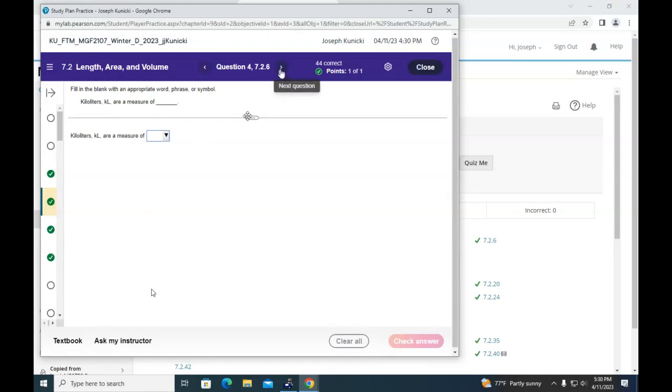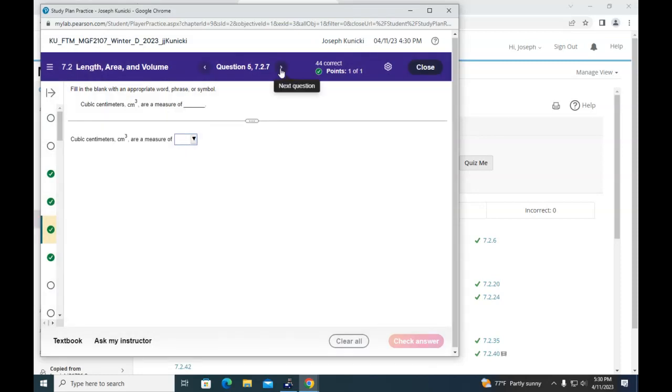Number 7. Cubic centimeters are a measure of volume; the exponent gives it away, and the word cubic. When you think of a cubic centimeter, you think of a cube. It's got 1 centimeter on each dimension, length, width, height. So 1 times 1 times 1 is 1. Centimeter times centimeter times centimeter is centimeter cubed. So it's a measure of volume.